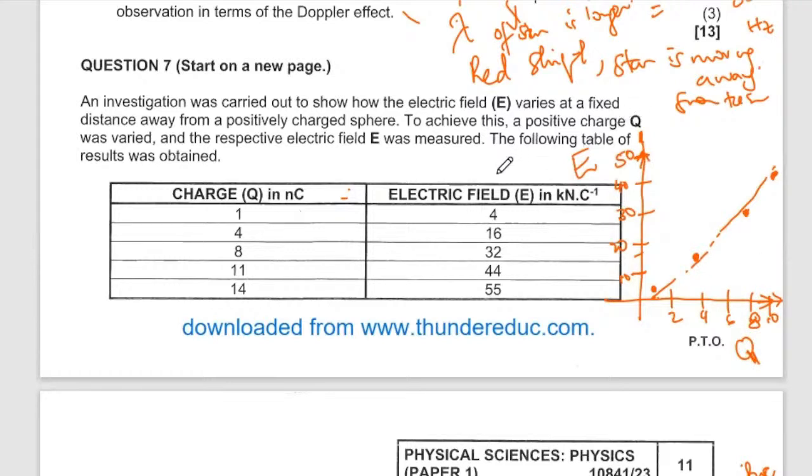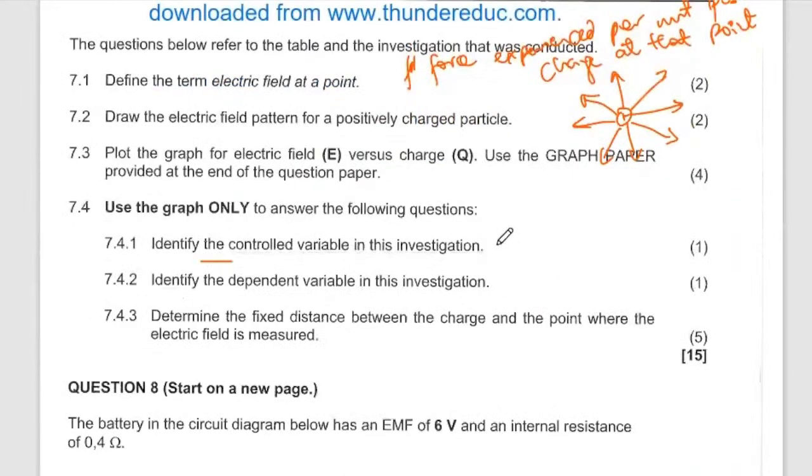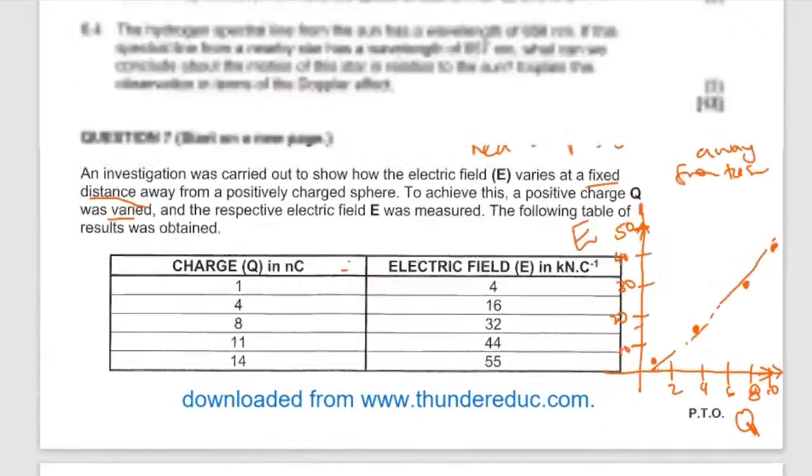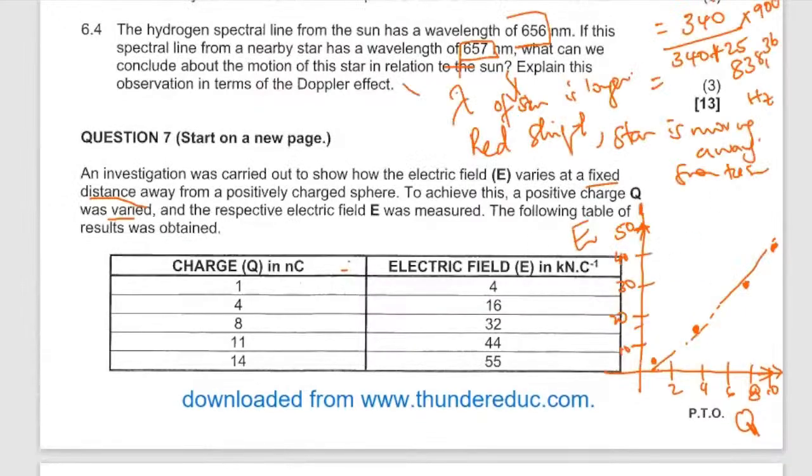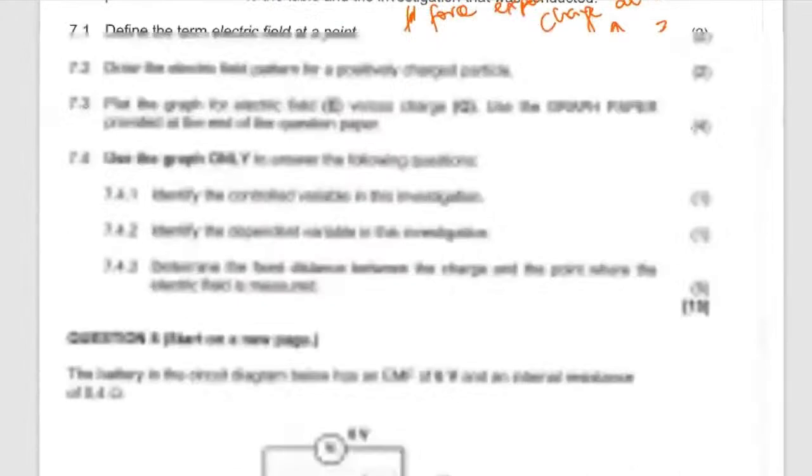The only thing that is controlled here, because they said the distance is varied from the positive charge, is the fixed distance. So that is the controlled variable, the distance. And then the dependent is the E, the electric field. Remember, in any graph, whatever appears on the y-axis becomes the dependent. The x-axis, the horizontal, is always independent.